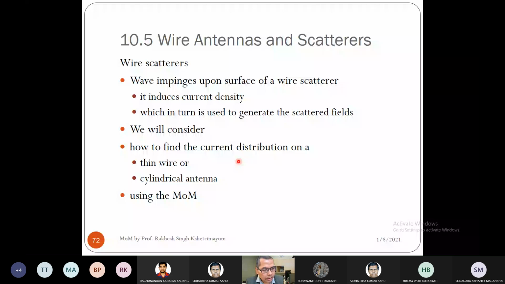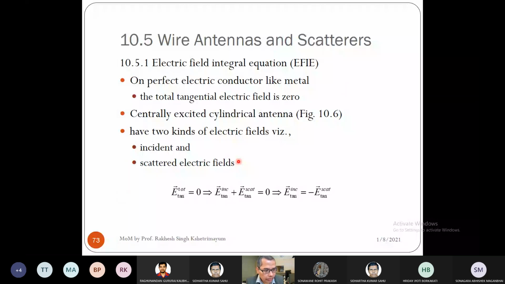Okay, so let us try to write the integral equation first. That's the first step: write down the electric field integral equation for this particular case. If you have a perfect conductor, what is the boundary condition on it? The boundary condition on the perfect conductor is that the tangential component of the electric field is 0. So here you will have two kinds of field. One is the incident electric field, which is the impressed field you are giving to the antenna.